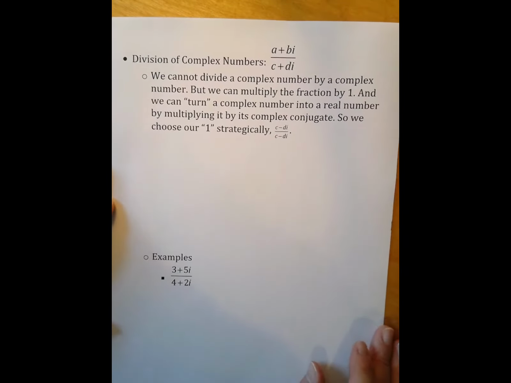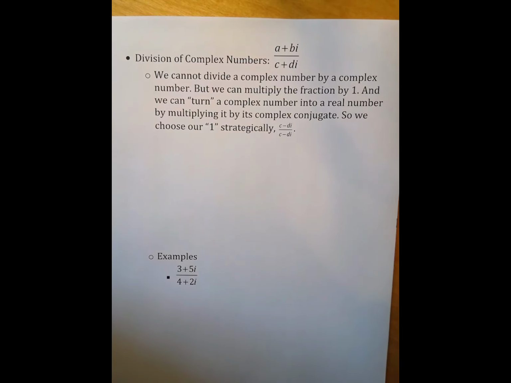So thus far we have done adding, subtracting, and multiplying complex numbers. So now we're going to look at dividing complex numbers. So we can't divide by a complex number. There's no actual way of doing that. But we can multiply a complex division problem by 1, and we want to multiply it by a very strategic 1. Remember what we just did a second ago, where we found that a complex number and its conjugate, when they multiply, become a real number? So I can divide by a real number.